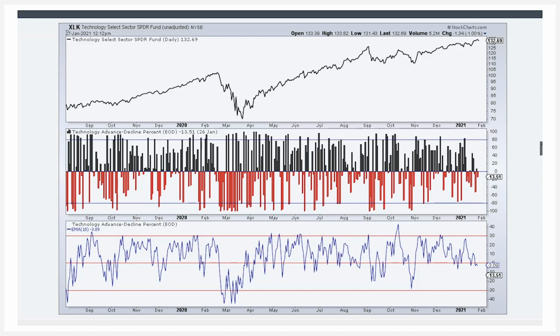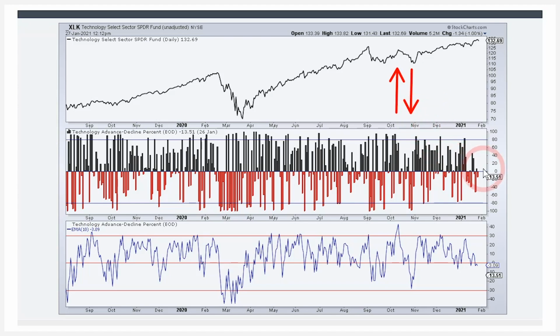So the first indicator is AD%, and that is the number of advancing stocks less the number of declining stocks divided by the total number of stocks. XLK, the Technology SPDR, has around 75 stocks. So if you have, say, 50 stocks advancing and 25 declining, 50 minus 25 would be plus 25 net advances. You divide that by 75 and you would get around plus 33.3%.